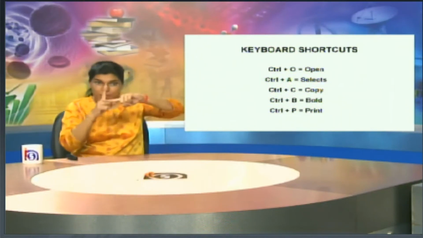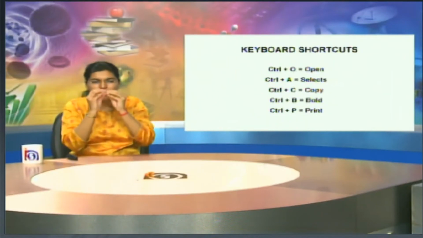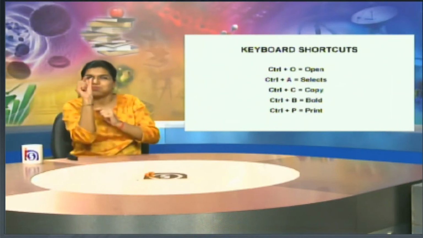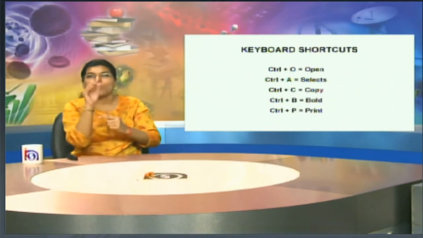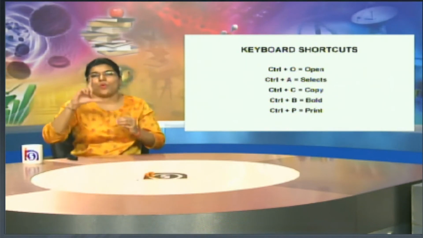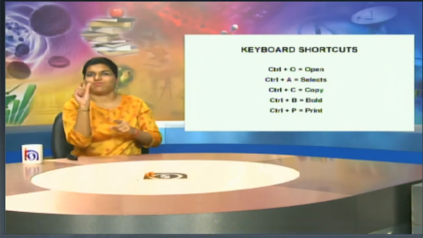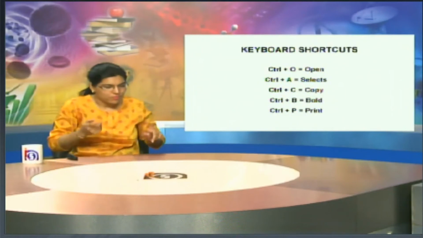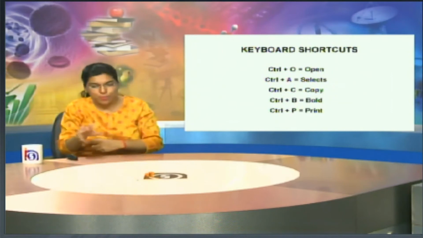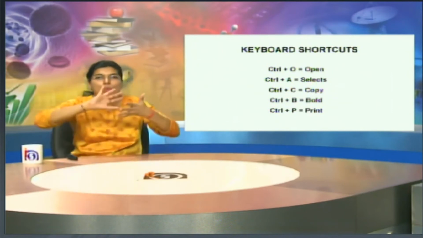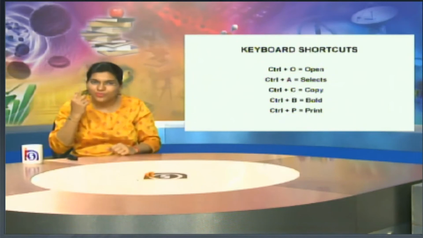The next is Ctrl plus B. That B is used for bold, like we say that the person is fat. In a similar way we make the alphabets fat. So, for bold we can use Ctrl plus B. That can make our text bigger and bolder.